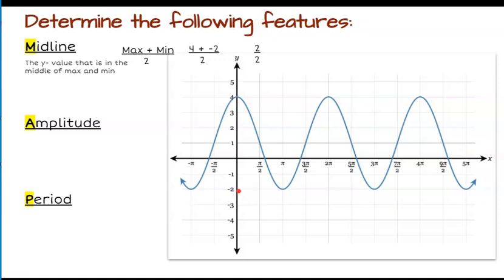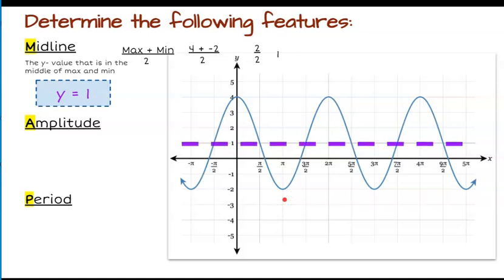We'll have 2 over 2, which is equal to 1. So our midline is at y equals 1. For the amplitude, the height of each wave from the midline, in this case from the midline to the maximum or the midline to the minimum, we have 3 units. Remember, amplitudes are always the same and always positive. So we'll put 3 units.